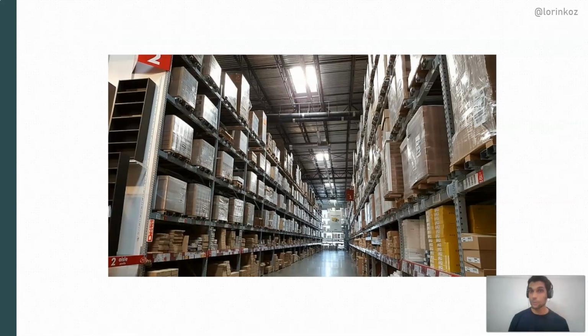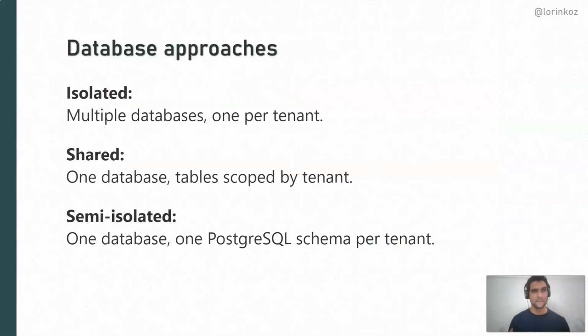Now, when implementing multi-tenancy, one of the major architectural challenges you have to make is how to structure your data layer. That is, what database architecture to use. There are typically three approaches: the isolated, shared, and semi-isolated. Let me just mention the last two. Shared is kind of the default one, in which you have a single database and your tables are scoped by tenant at the row level. And then the semi-isolated, which is the core of this talk, in which you still have a single database, but you use Postgres schemas to store your tenant data.